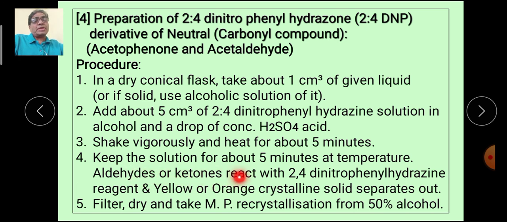An aldehyde or ketone reacts with this 2,4-dinitrophenylhydrazine reagent, and a yellow or orange crystalline solid separates out. Okay, we are going to see these products. Then filter the product, dry it and take the melting point after recrystallization from 50% alcohol. That is, you have to use 50% alcohol for recrystallization.